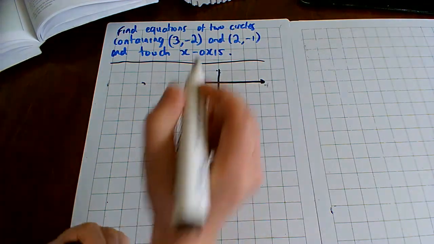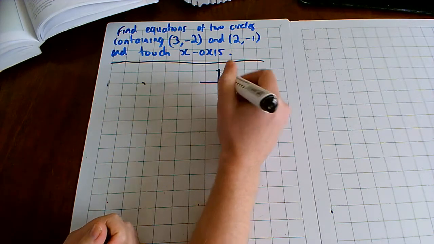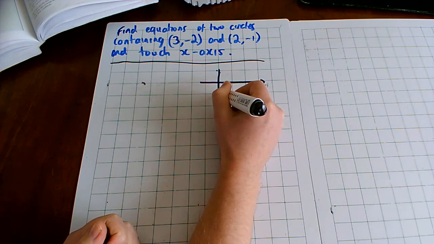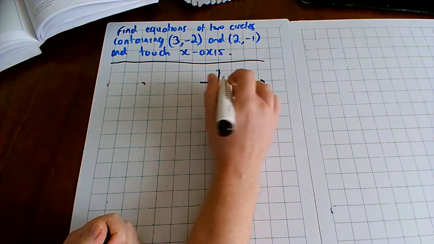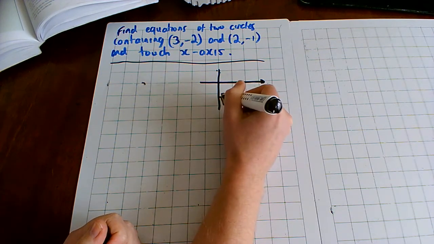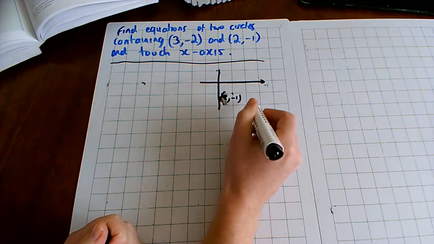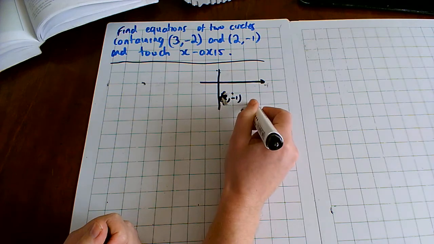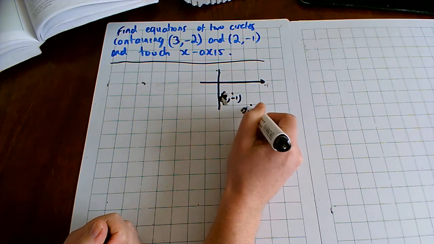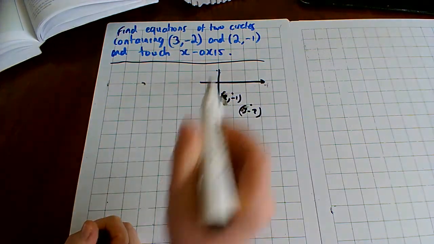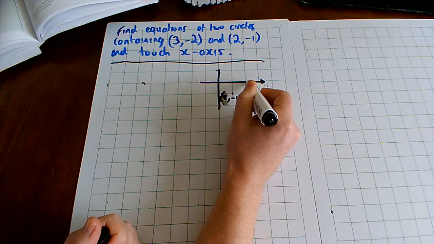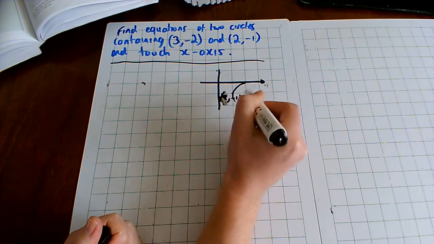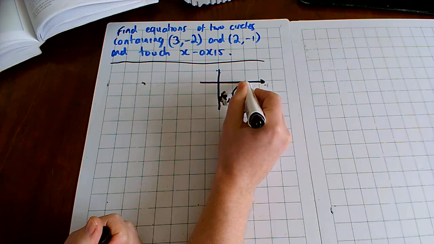And it says it touches the x-axis, so this is the x-axis. So I'm just going to plot those two points. We'll just say that's (2, -1). And this point here, down here, is over here, (3, -2). Okay, and we just draw a circle that touches the x-axis but goes through both of those points.